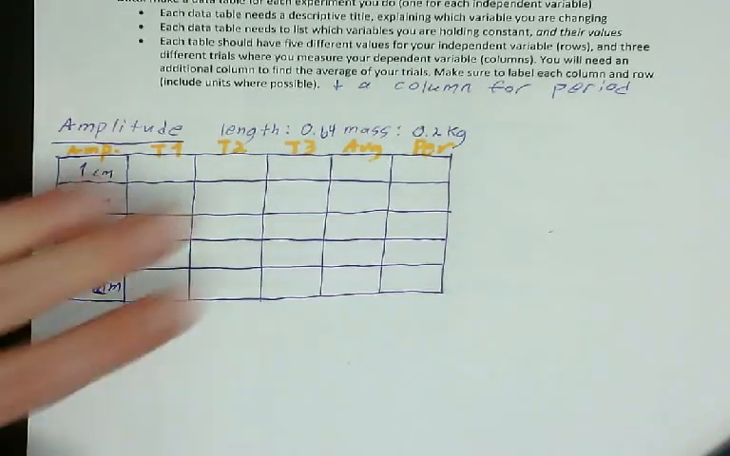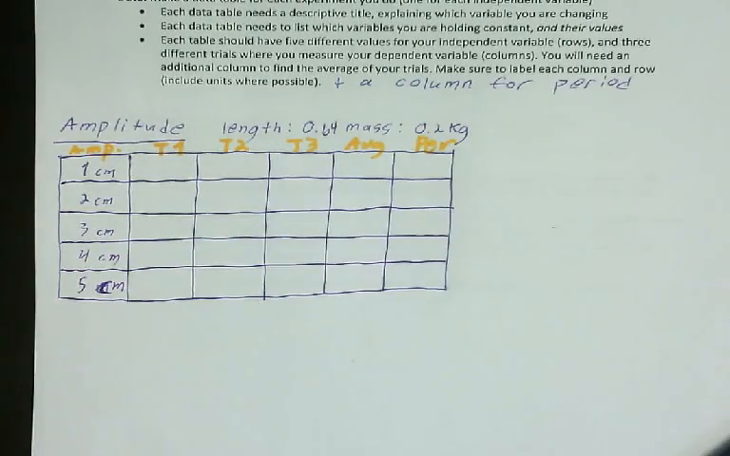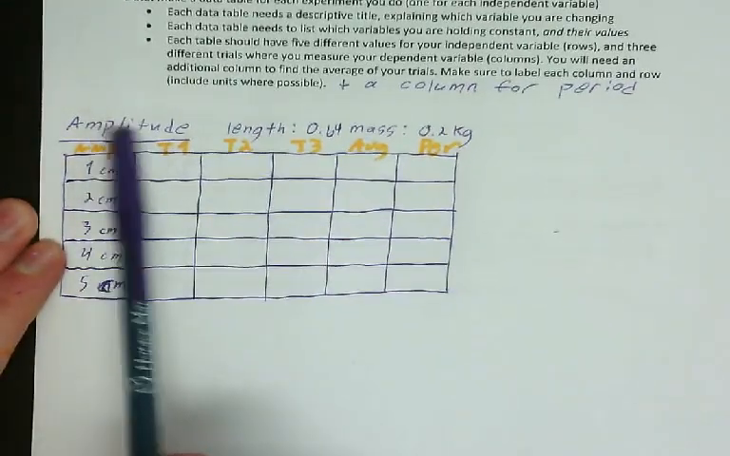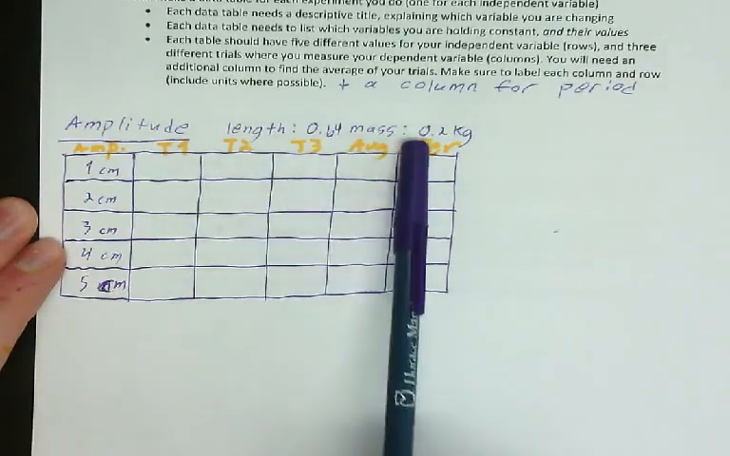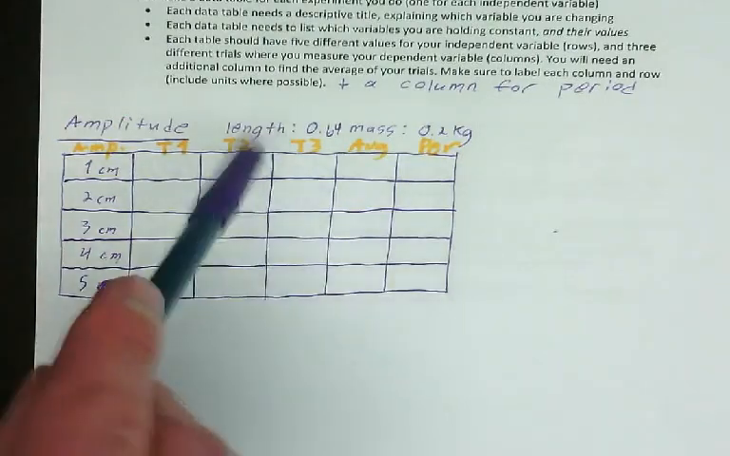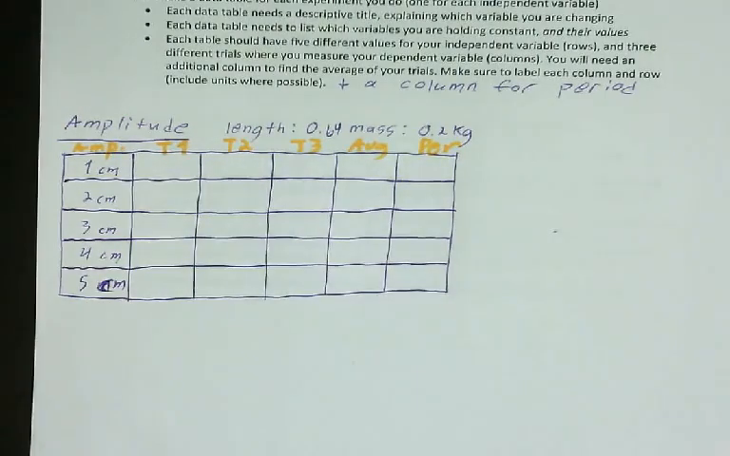Once you're done with the amplitude chart, you'll do 2 more charts. You'll do one for mass and one for length. For the length one, you'll have to write your constant mass and constant amplitude. For your mass one, you'll have to write your constant length and constant amplitude. Okay? And you're just going to get as many data trials done today as you can. Try to get through at least 2 charts if you can. That's what you should try for today.